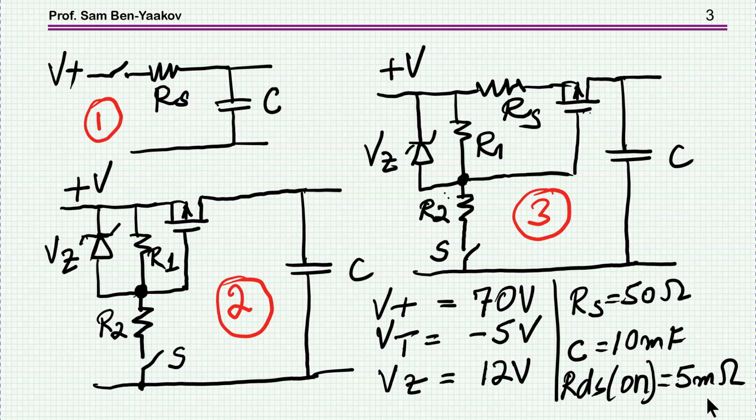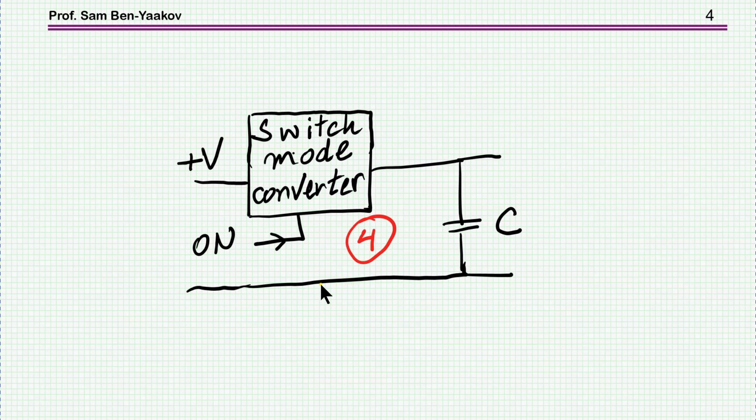A fourth pre-charge circuit is one which is based on a switch mode converter. Here we have a converter. This is the input voltage, could be the high voltage or any other voltage, and then there is an on signal here which starts the converter to operate, and then we are charging the capacitor, and then of course there will be another switch for the main power. So these are the 4 configurations that I'm presenting here.